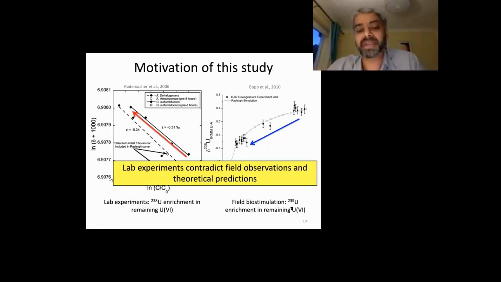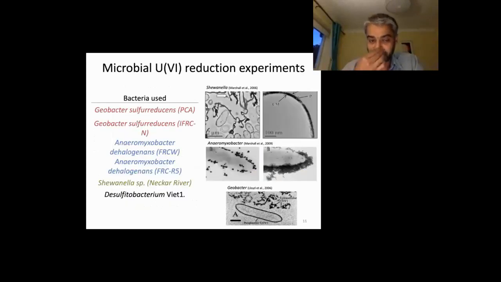So early lab experiments contradicted the field observations, and that's when I started my experiments to understand the fractionation, what really happens during microbial uranium reduction, and if these fractionation factors vary based on the metabolism, and if there is a kind of a single value that we can use for environments that are nutrient poor, like natural environments.